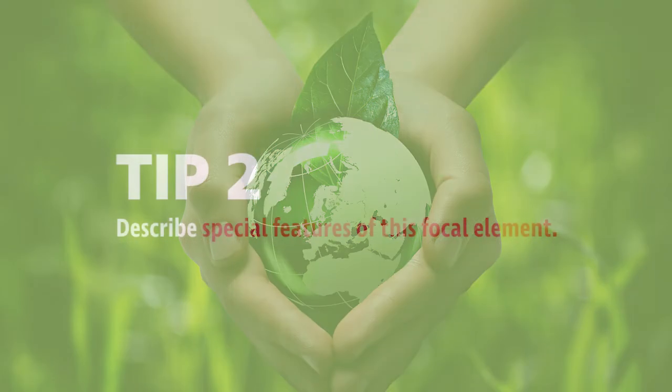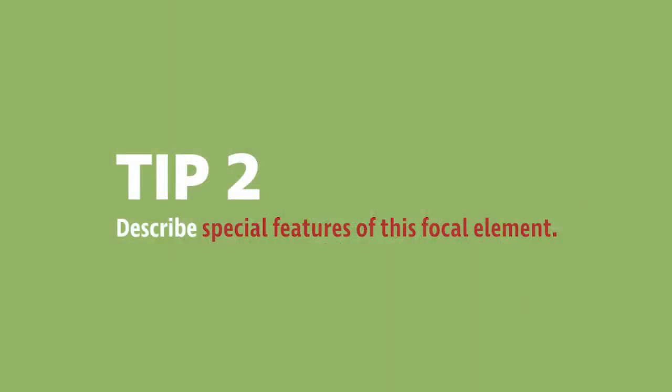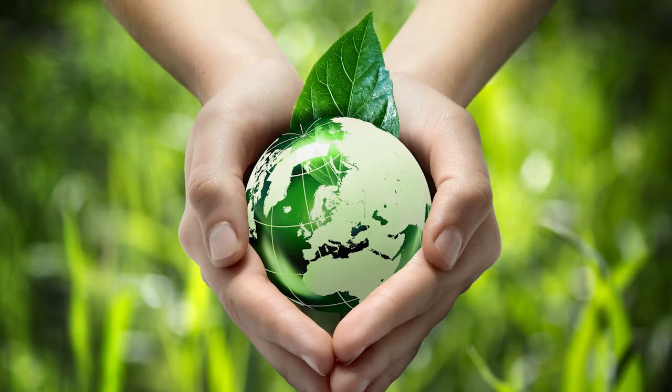Tip number 2, describe special features of this focal element. For example, the ball is in different shades of green and there is a green leaf sticking out from behind the ball. The 2 hands are cupped around the ball.